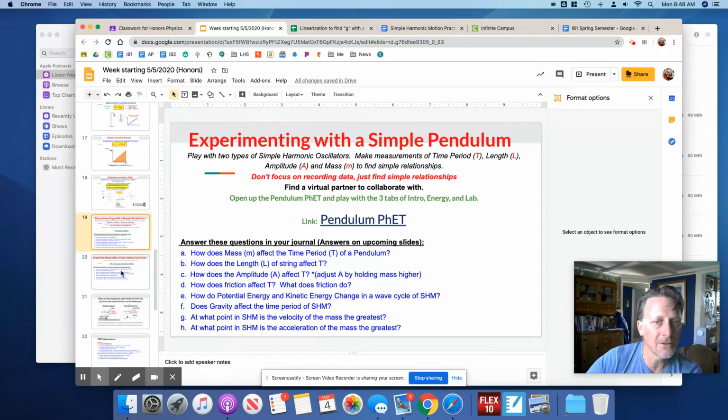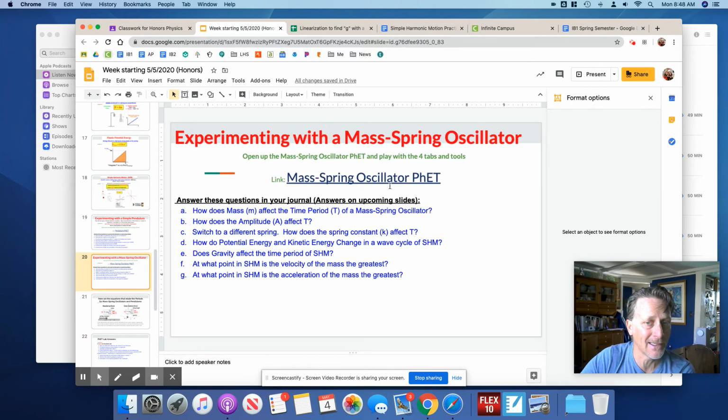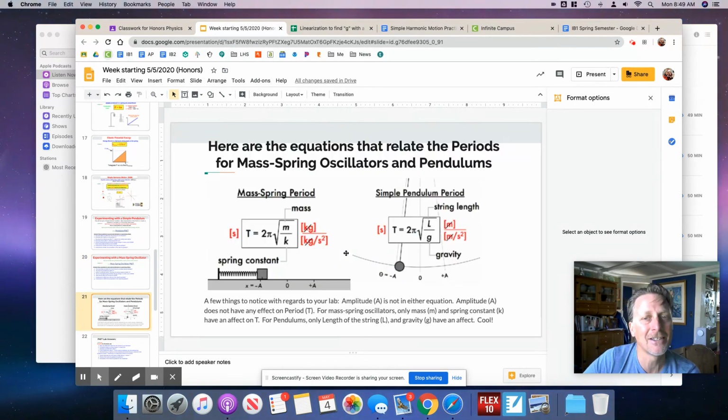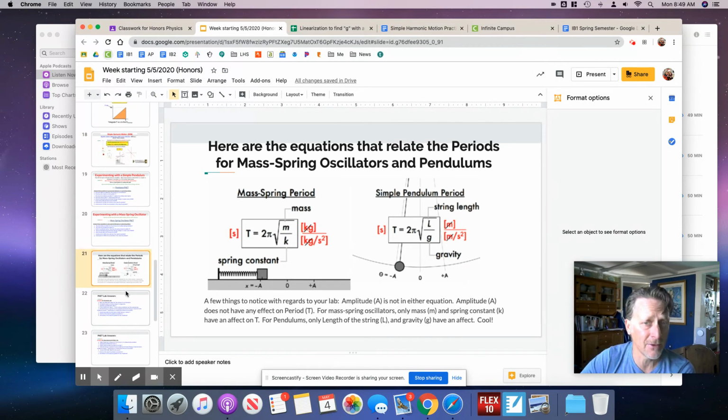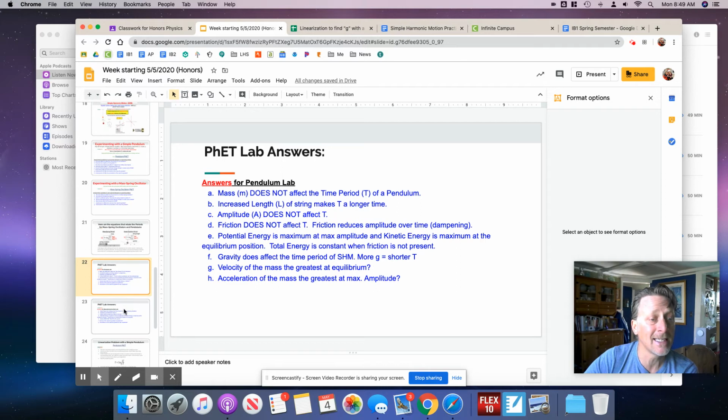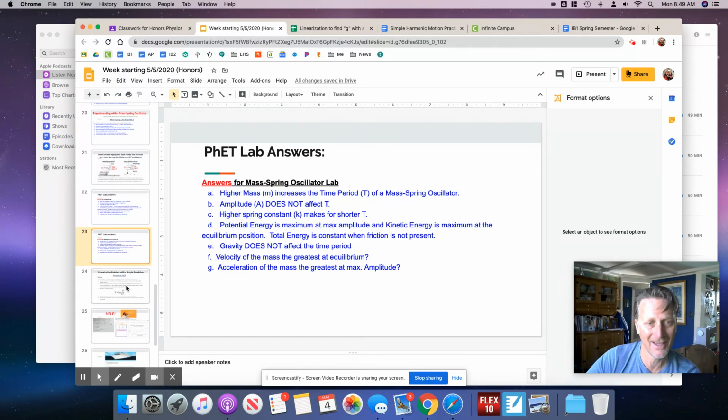Then you're going to go to the mass spring oscillator PhET, it's a different PhET, and do basically the same thing and just feel it out and see how that works out for you. Once you're done with that, check out our definitions and our formulas for the mass spring system and the simple pendulum, and then notice what matters and what doesn't matter when it comes to the time period of these types of simple harmonic motion. It's going to give you some good hands-on experience. I've got the answers right here, so you can check those out afterwards.